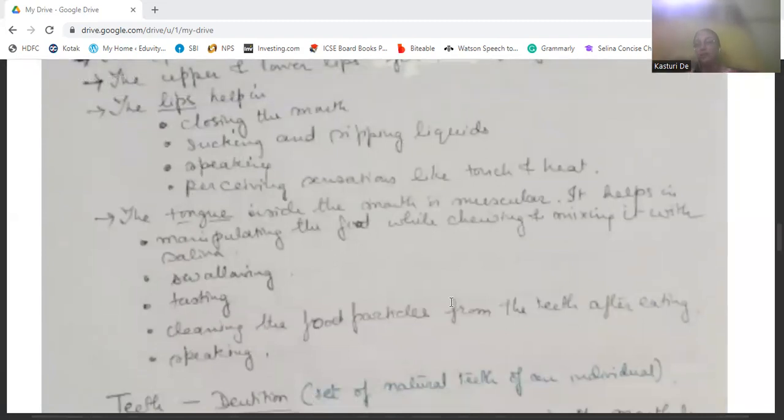The tongue inside the mouth is muscular. It helps in manipulating the food which we have taken in the mouth, which is chewed and mixed with the saliva. Then it helps in swallowing, tasting, and cleaning the food particles which are present in the teeth after eating. It also helps in speaking.